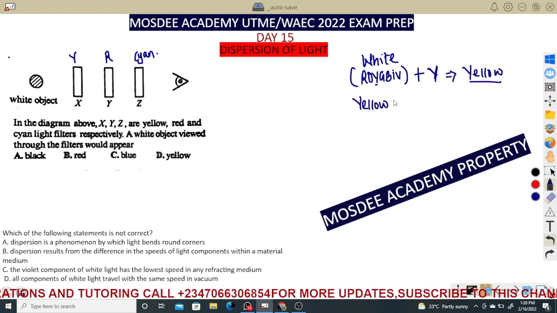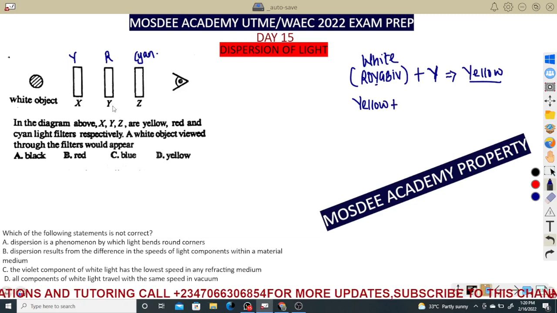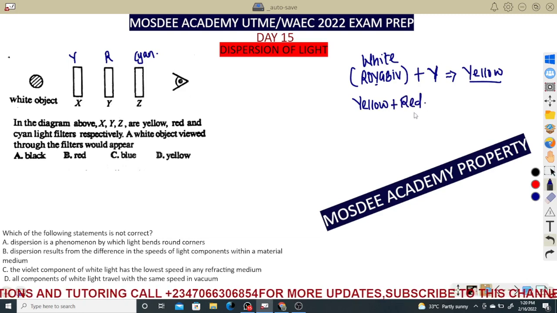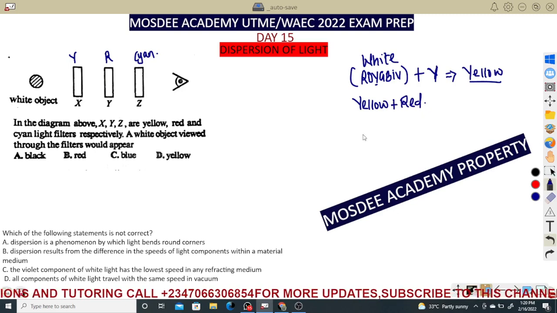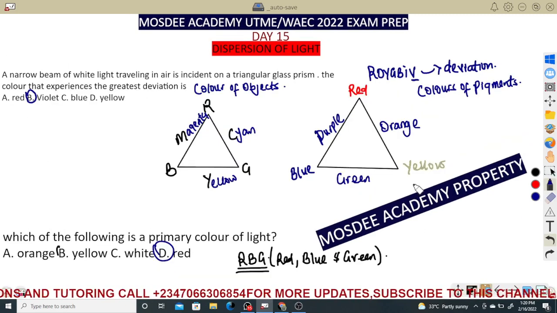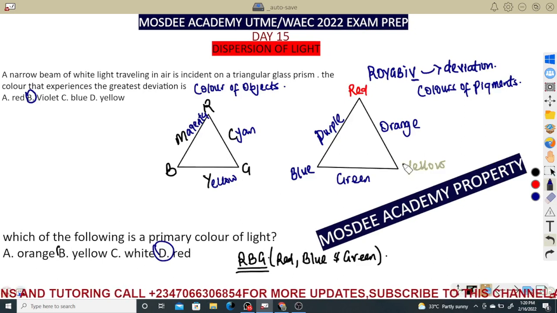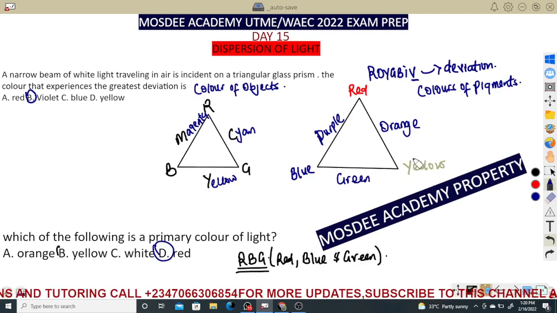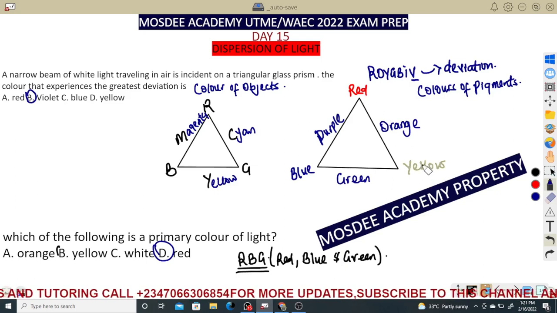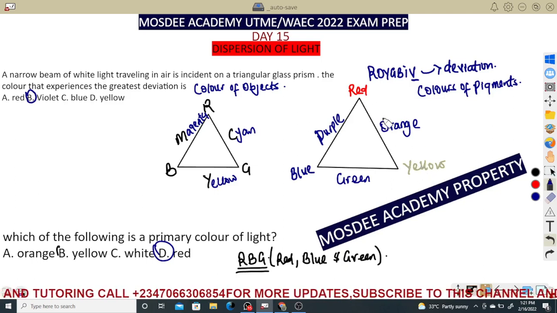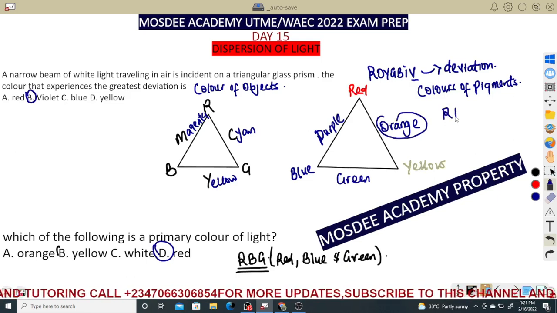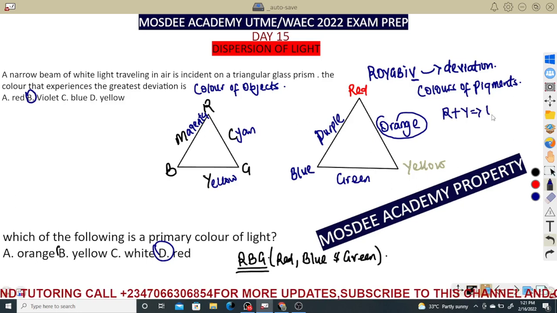That is why I'm taking my time. Then, according to the question, the next filter is red. Yellow plus red. For color of filter, can you see? Yellow plus red is giving me what? Orange. For color of filter, red plus yellow is orange.